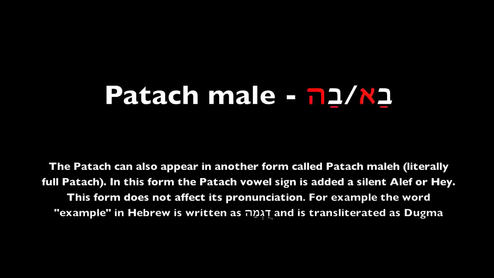Patakh male. The Patakh can also appear in another form called Patakh male. In this form, the Patakh vowel sign is added to a silent aleph or hey. This form does not affect its pronunciation. For example, the word example in Hebrew is written as dugma and is transliterated as dugma.